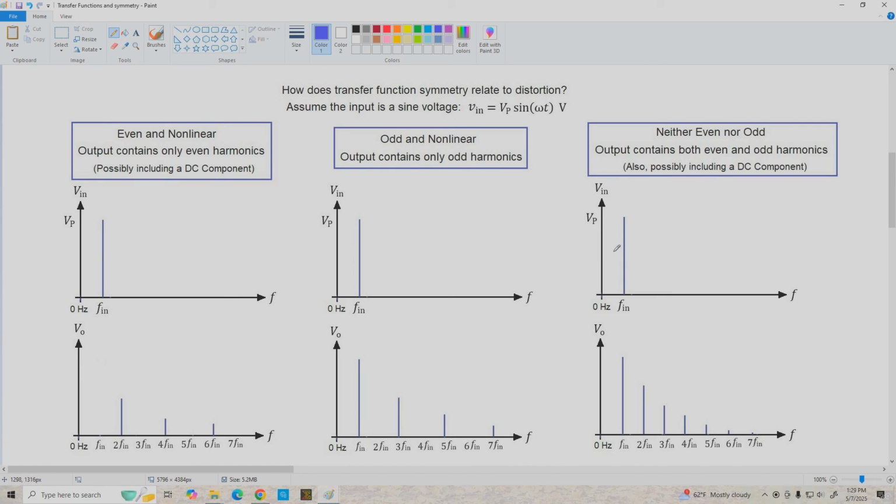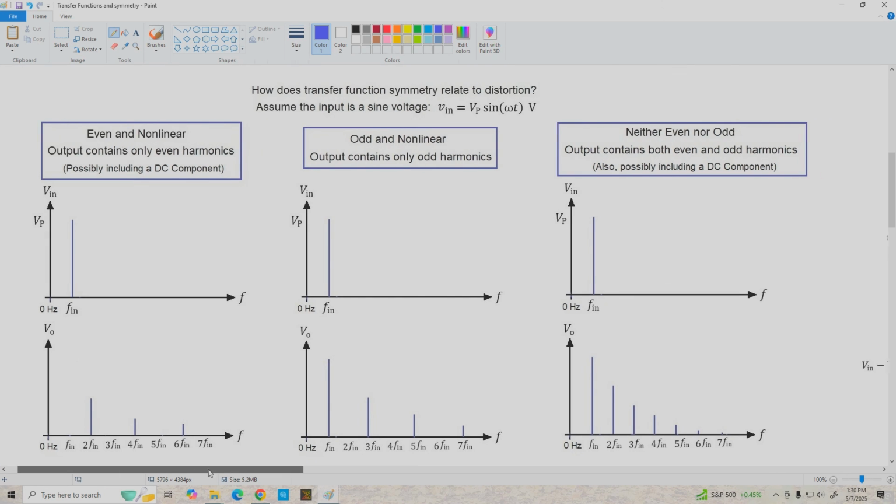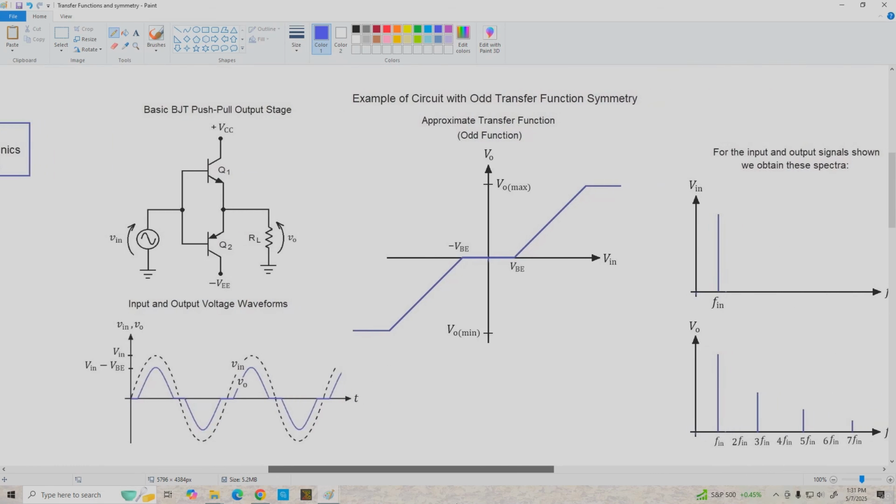Now, in the case of an amplifier with a transfer function that's neither even nor odd, because we can decompose this into even and odd parts, we're going to have some characteristics of both functions. So when we apply our input, we're going to get both even and odd harmonics on the output, and again, possibly a DC component as well. Now, so far this discussion's been pretty abstract, so let's bring it a little bit more down to earth by looking at an actual circuit.